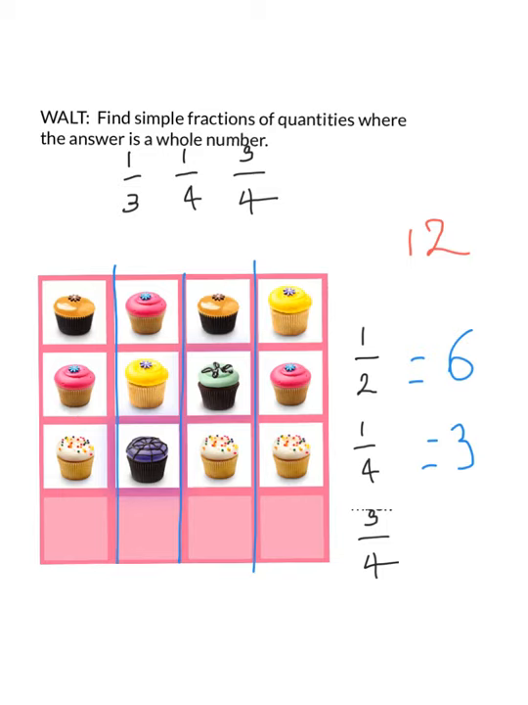Similarly, we can add those quarters together to find out how many 3 quarters of 12 is. 1, 2, 3 quarters there. Add them together: 3, 6, and 9. So that's going to be 9, because each quarter has 3, and I want 3 of those. Now, the final question is going to ask you to give me a third of 12.